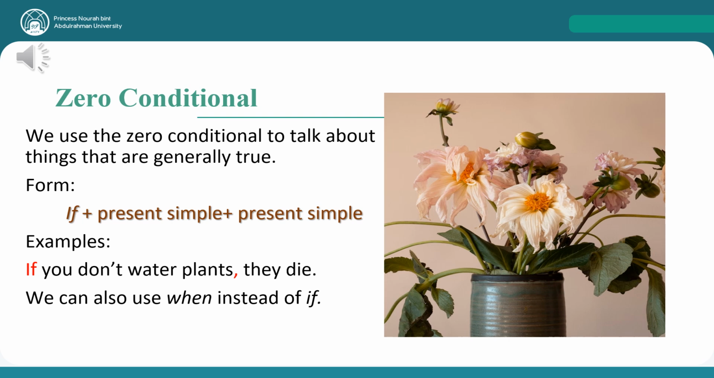Let's start with zero conditional. We use the zero conditional to talk about things that are generally true. The form of it is if plus present simple plus present simple. For example, if you don't water plants, they die. We can also use when instead of if. For example, when you don't water plants, they die.